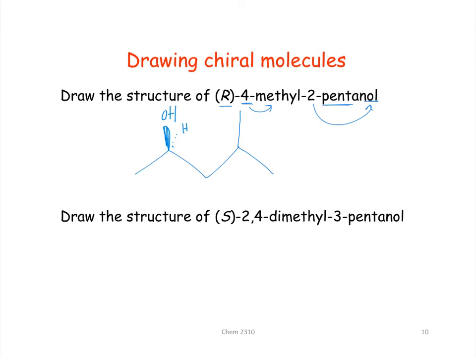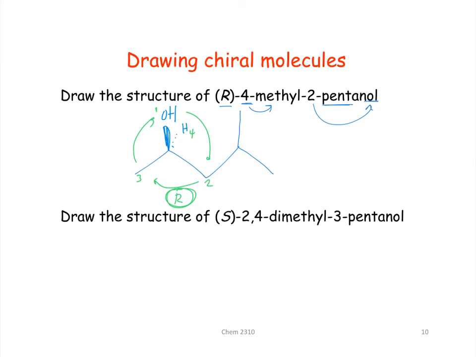And H like this. So then when I rank these 1, 2, 3, 4, I can easily figure out whether it's R or S because number 4 is already in back. So we're going to go 1 to 2, 2 to 3, 3 to 1, clockwise. This is R. Look, we lucked out. We just drew it perfectly the first try.